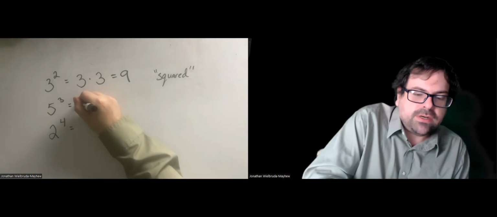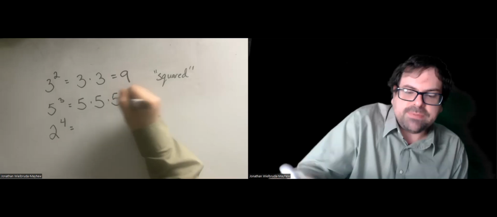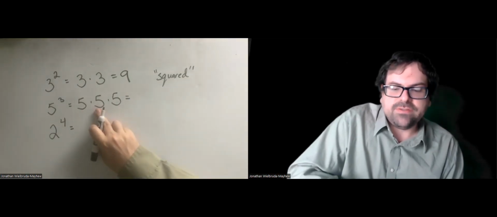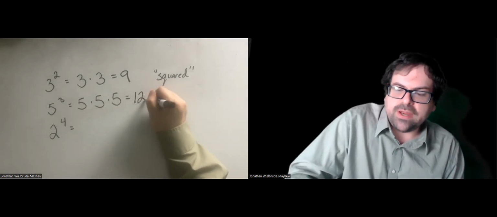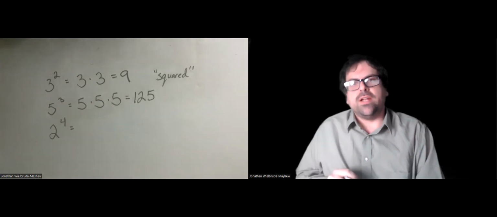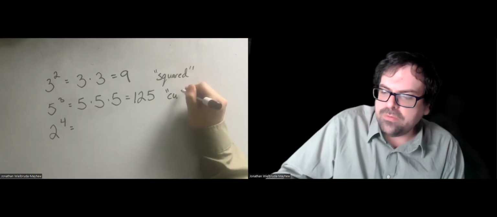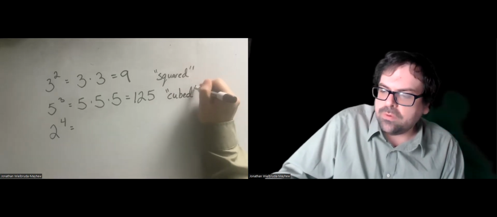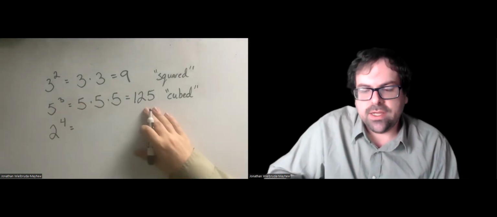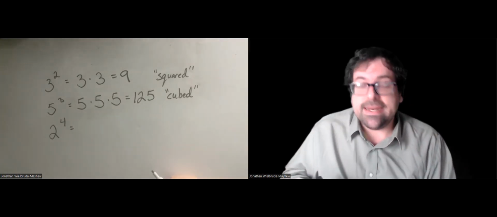5 to the third power. That's 3 factors of 5 because 3 is the exponent. 5 times 5 is 25. 25 times 5 is 125. So 5 to the third power is 125. And when we have a third power, we refer to that as cubed. So we could say 5 cubed is 125, or in the example we started with, 2 cubed is 8.